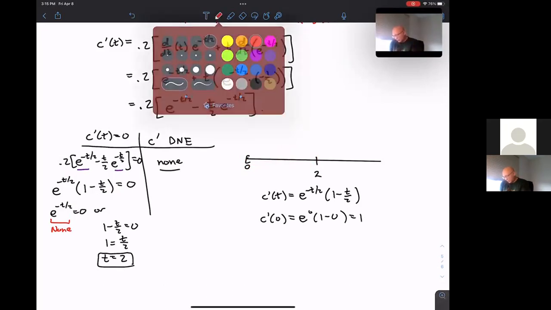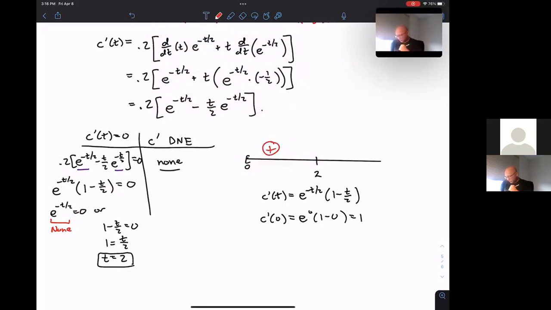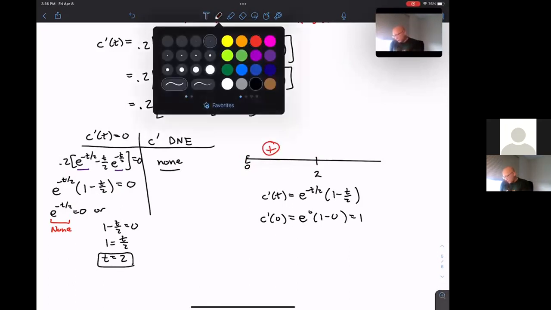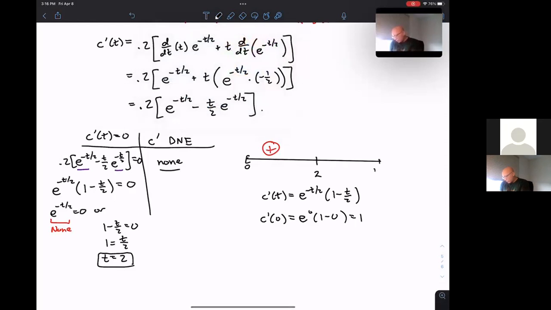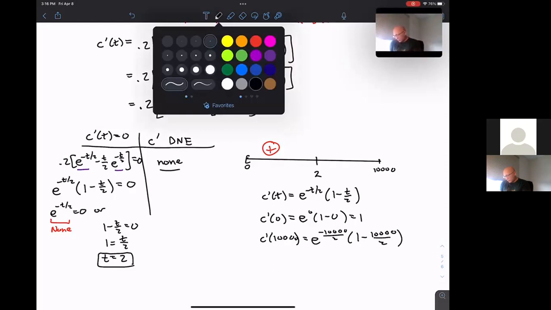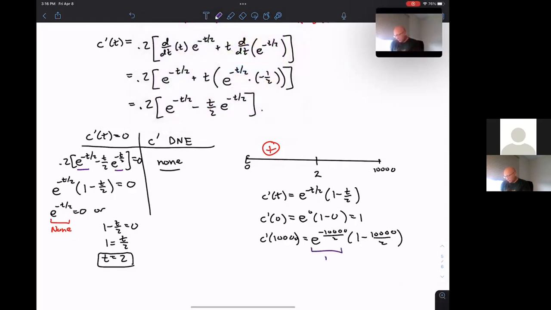And so on the left half, I have an increasing function. And then what happens after 2? Well, I'm going to try to plug in a super duper huge number like 10,000. Okay, so if I plug in 10,000 into my derivative, what am I getting? E to the minus 10,000 over 2 times 1 minus 10,000 over 2. And what do I notice? I notice that the exponential function is always positive times this is going to be a negative number, and I'm getting overall a negative number. So boom, negative number.